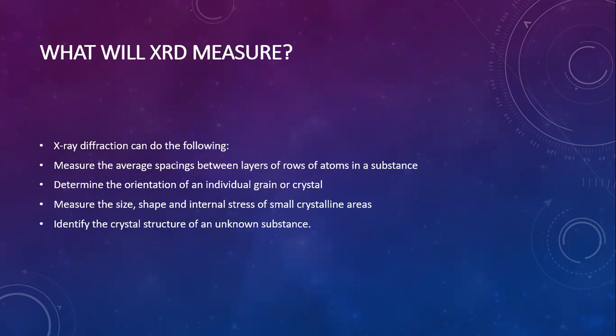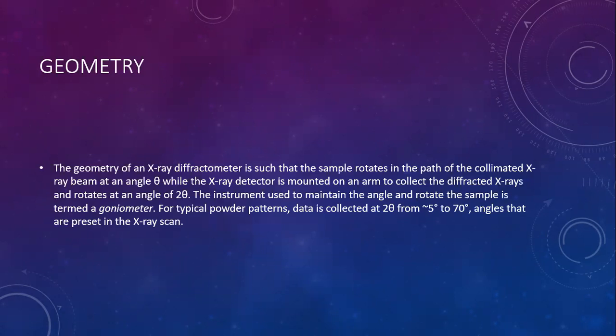What does XRD measure? X-ray diffraction can do the following things. It measures the average spacing between layers or rows of atoms in a substance. It also determines the orientation of an individual grain or crystal. The size, shape, and internal stress of small crystalline areas can also be measured by XRD. It also identifies the crystal structure of an unknown substance.